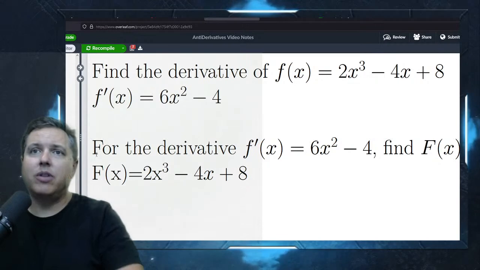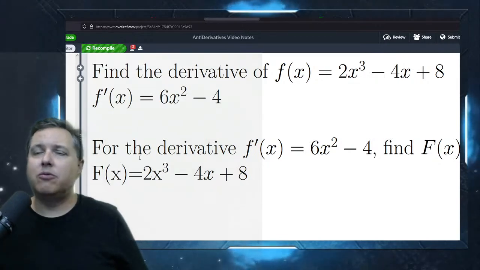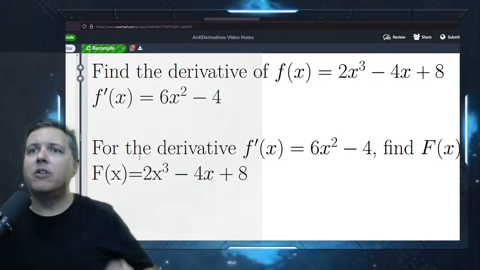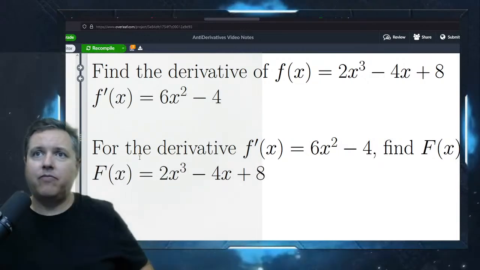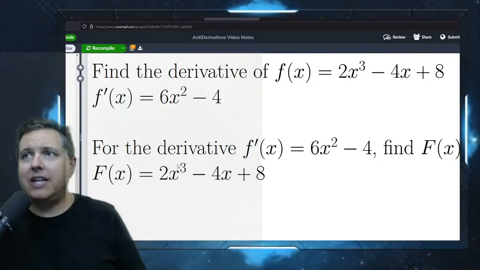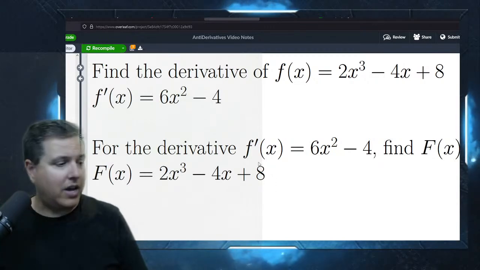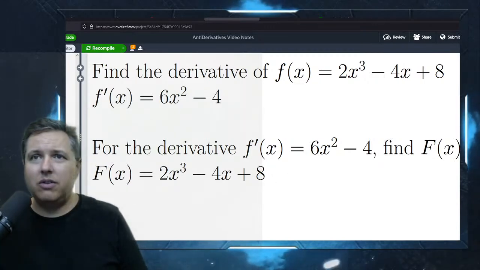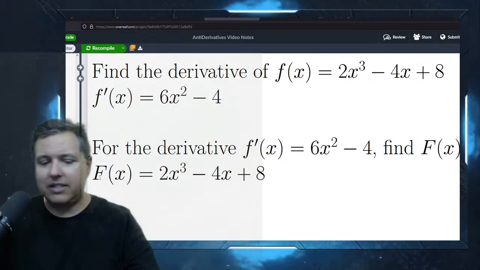Oh, the autocomplete was putting dollar signs where they shouldn't be. Okay, so we know that if we take 2x cubed minus 4x plus 8 and I take the derivative, I get 6x squared here, I get minus 4 here, and this goes away. Okay, well, is there another function that would give us that same derivative?